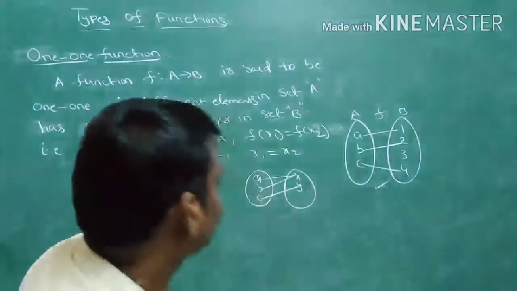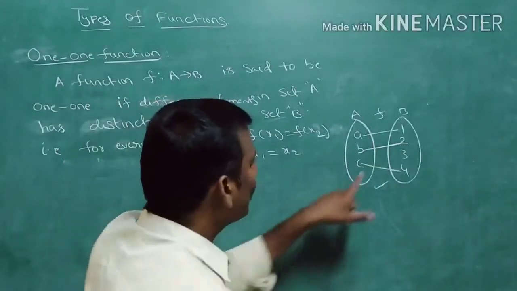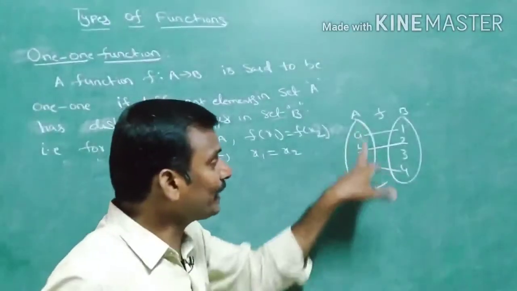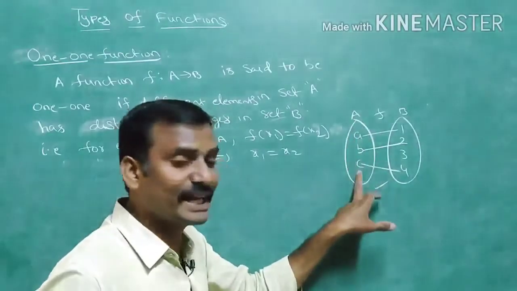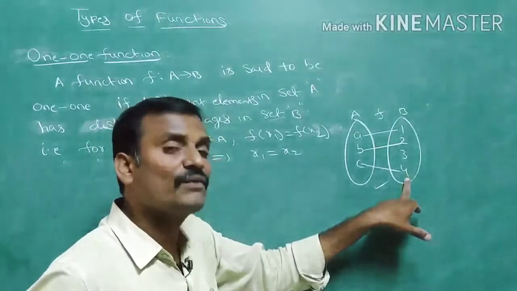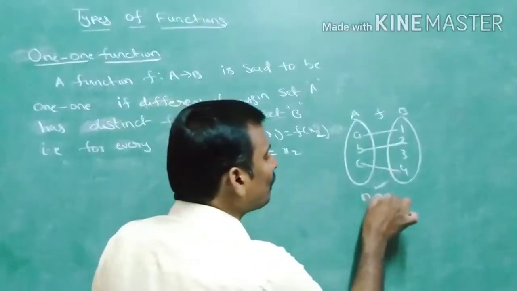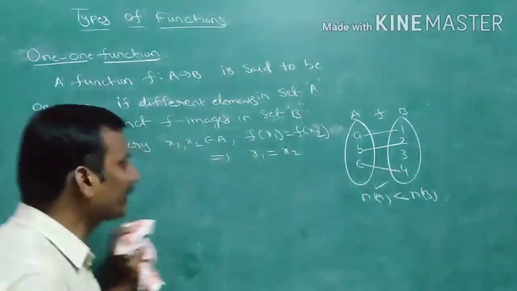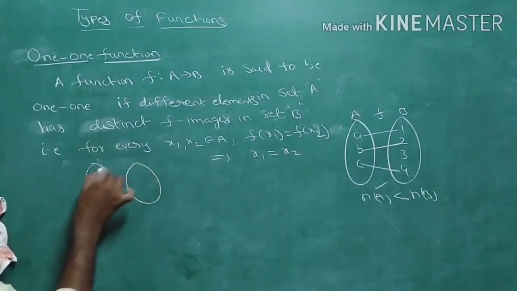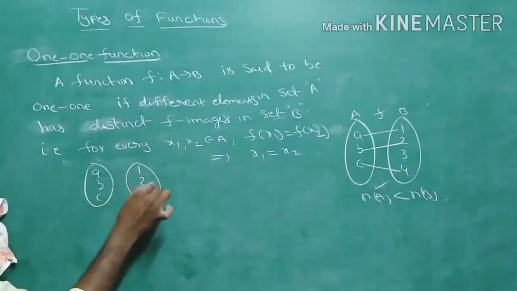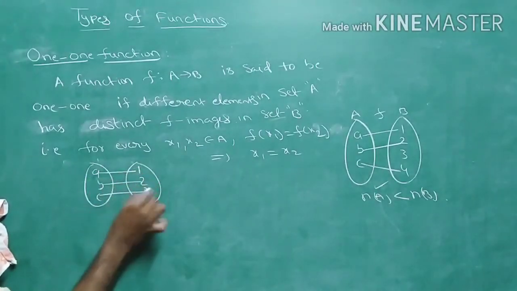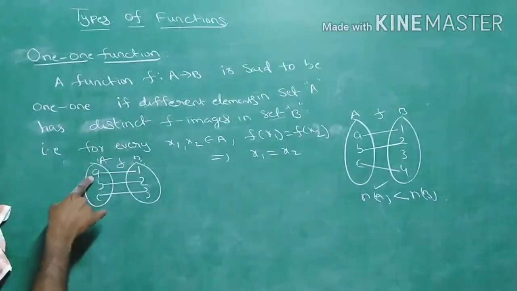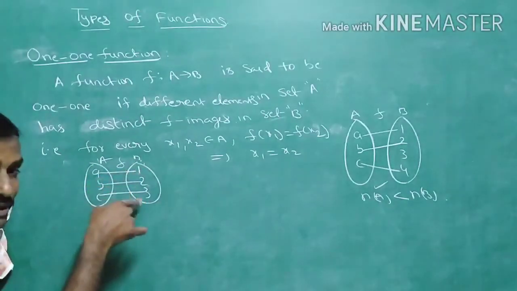Okay, is it one-one or not? It's one-one. Here, how many elements are there? Set A has 3, set B has 4. Here, the number of elements in A is less than the number of elements in B. Okay. A, B, C, 1, 2, 3. It's a one-one function because different elements in set A have different f images.